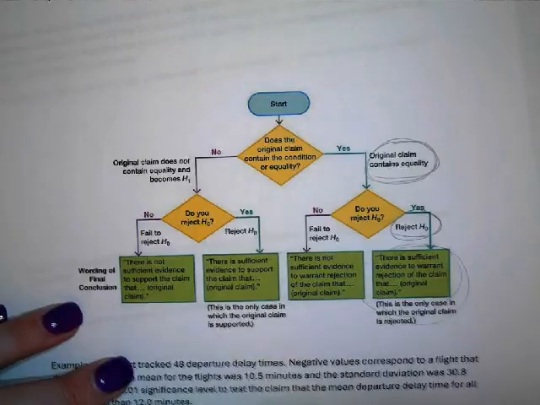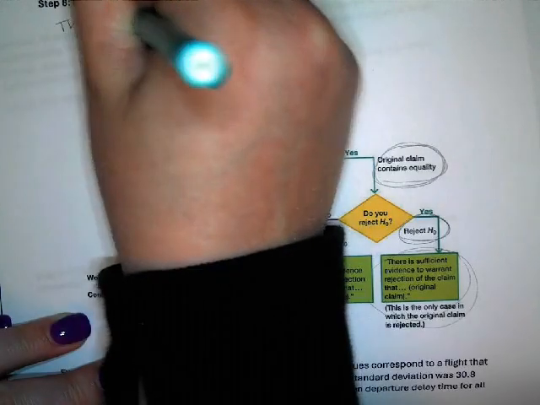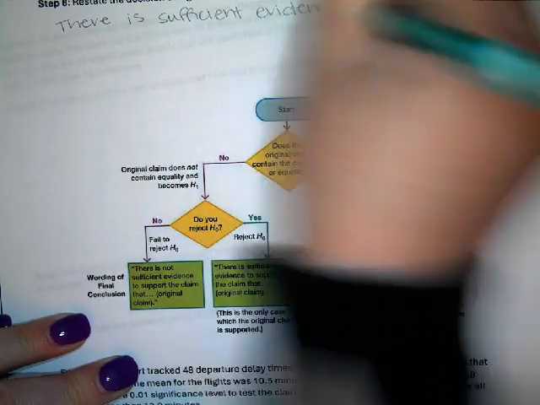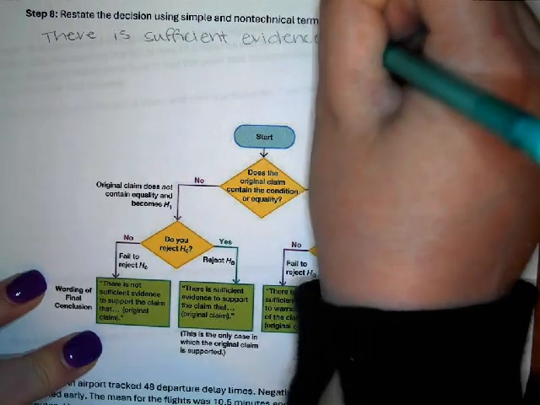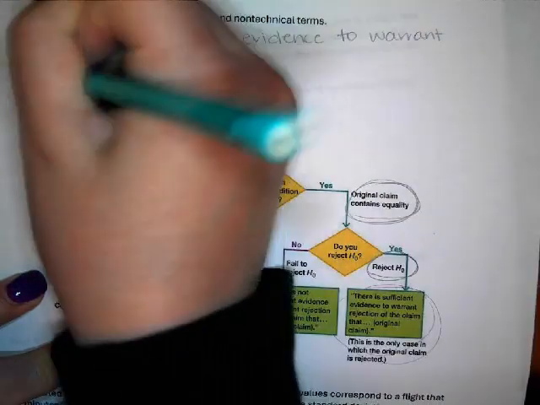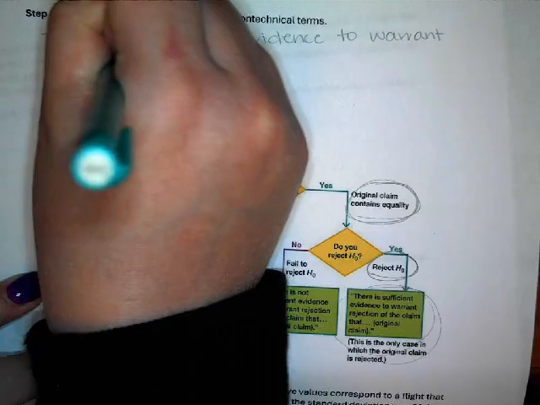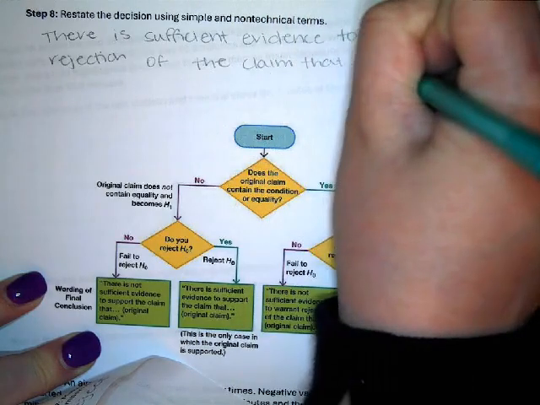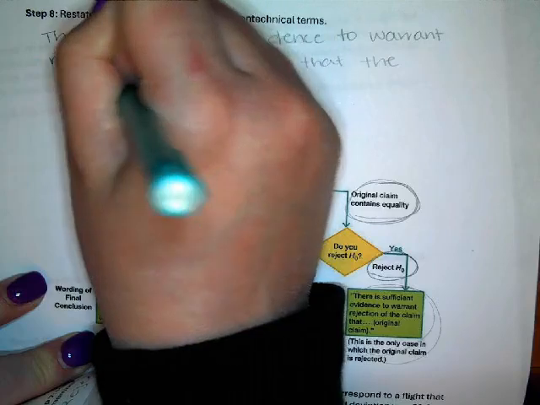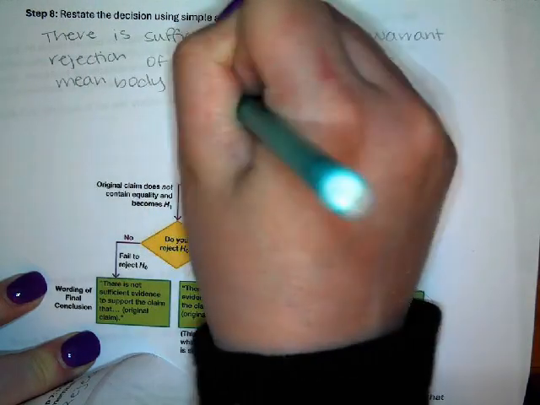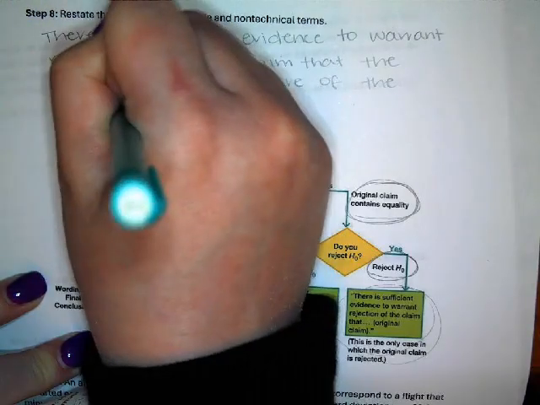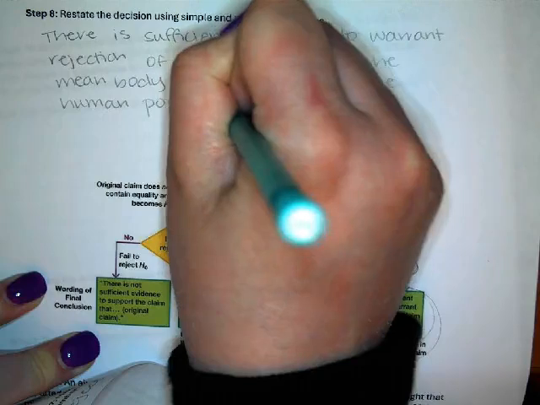We're going to say there is sufficient evidence to warrant rejection of the claim that the mean body temperature of the human population is 98.6 degrees Fahrenheit.